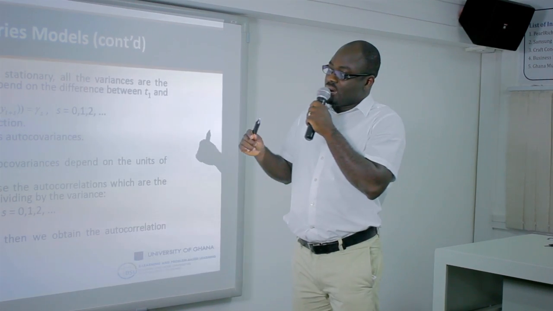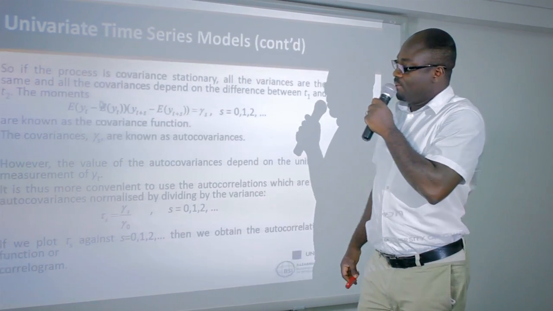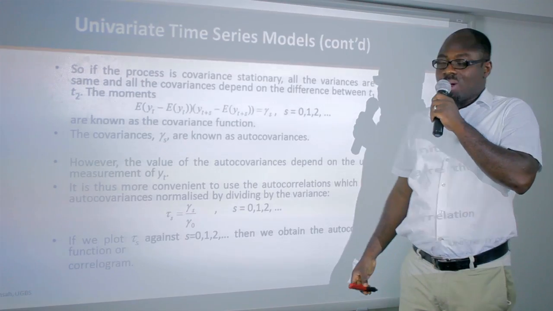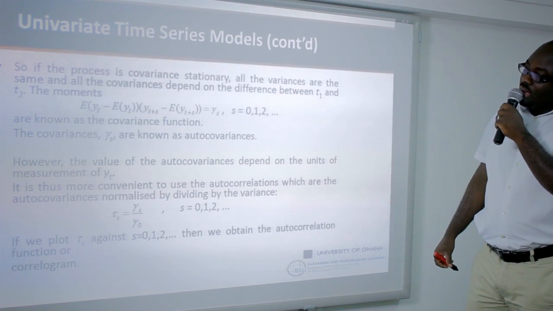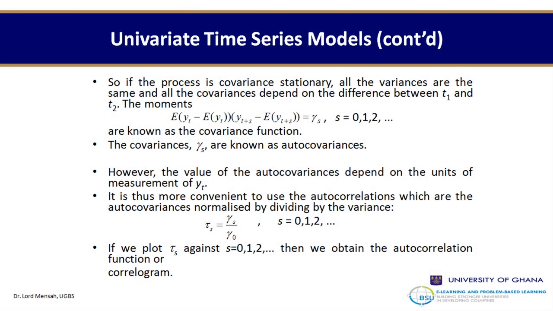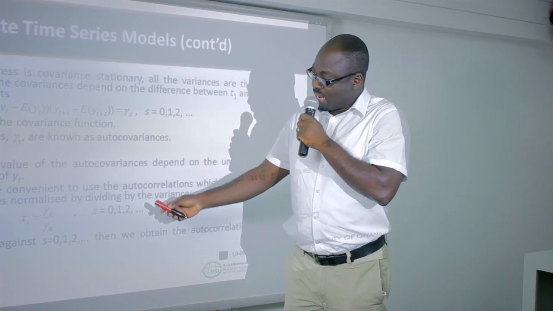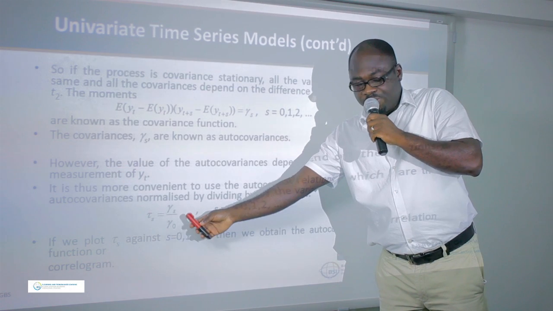So in the end, we talk about the moment. You see here we have yt, its deviation from its mean, and then some steps ahead of yt, its deviation from its mean, and that gives us the covariance function. Because it's within the same series that we find that covariance, we call it autocovariance. However, the value of the autocovariance depends on the unit of measurement of yt. So it is more convenient to use the autocorrelations, which are the autocovariance normalized by dividing by the variance. So we have the autocorrelation: if we normalize the autocovariance by the variance of the series by itself.